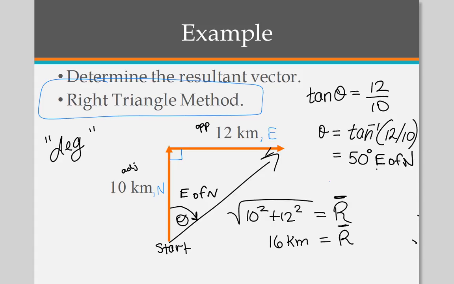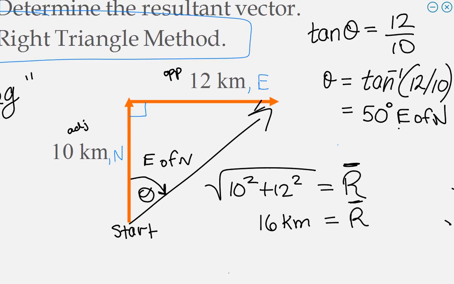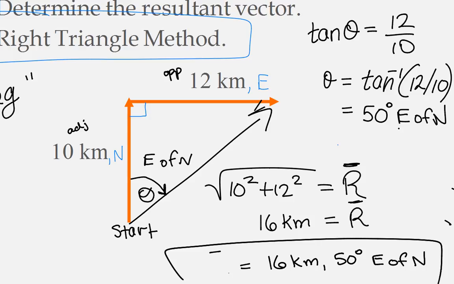Northeast would be marked wrong. And northeast is 45 degrees. Northeast is exactly halfway. You could, yeah. But most people just put 45 degrees north of east. Okay. Final answer, 16 kilometers, comma, 50 degrees east of north. This is your final answer. Is that how you're going to want us to write this? Yep. You have to, if you want to do well.